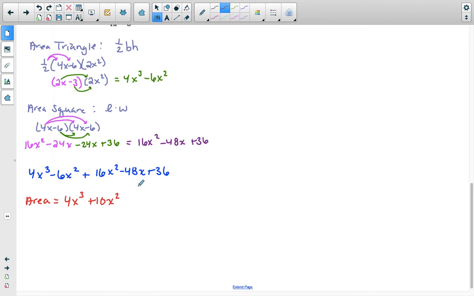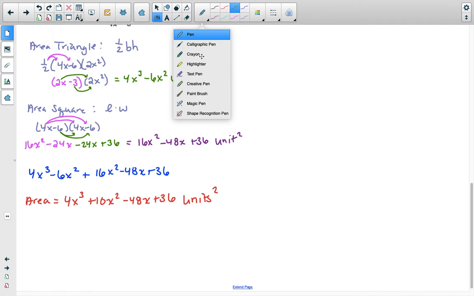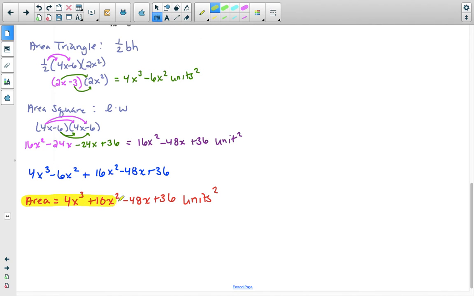We have only a negative 48x, and we have a positive 36. Nothing else goes with that. So the area of the entire figure is 4x cubed plus 10x squared minus 48x plus 36 units squared. Because the area of the square is units squared, and the area of the triangle is units squared. So when we combine them, it's still units squared. Area is always units squared.